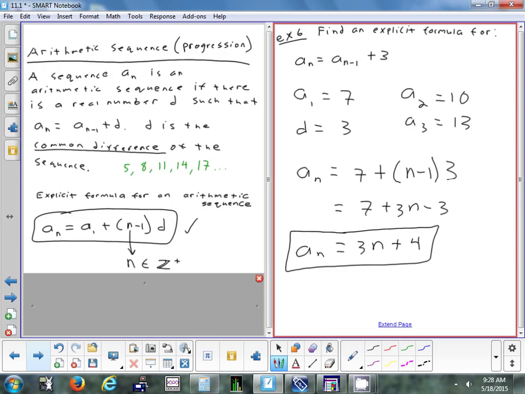We can prove it works. Okay, we can actually do a proof. But we're going to save that for next week. Okay, there is a way to prove that there is no doubt this is the formula that works. Any questions on that?